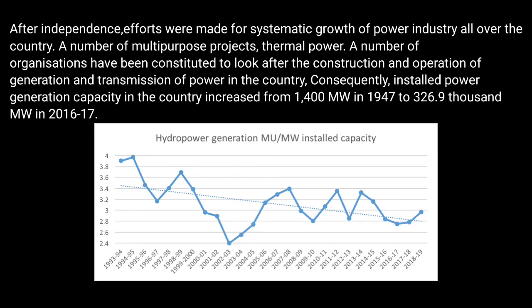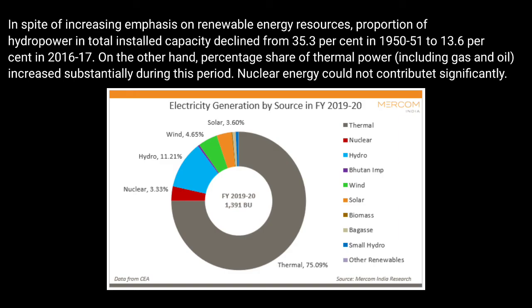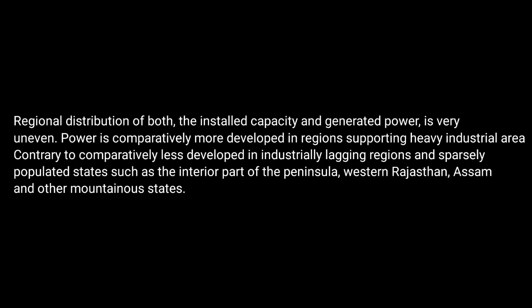Consequently, the installed power generation capacity in the country increased from 1400 megawatt to 329,000 megawatt. In spite of increasing emphasis on renewable energy resources, the portion of hydropower in the total installed capacity declined from 35% to 13% in the year 2016-17. On the other hand, the percentage share of thermal power, including gas and oil, increased considerably during this period. Nuclear energy also could not contribute significantly. So power generation in India is mostly dominated by thermal energy.